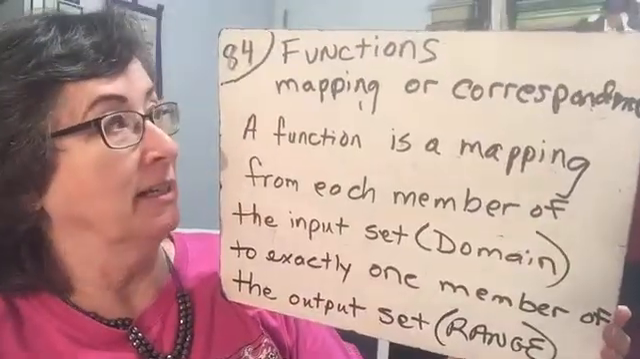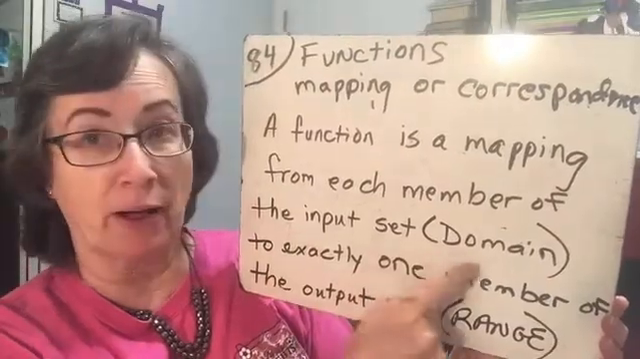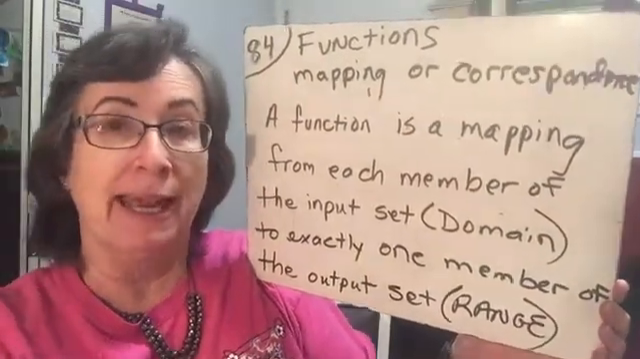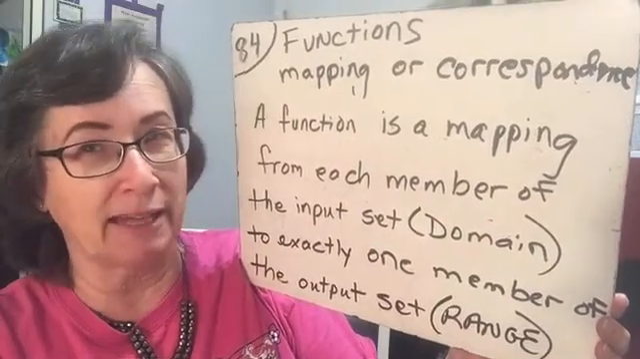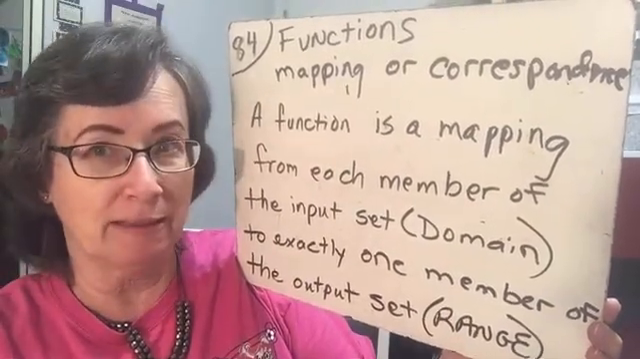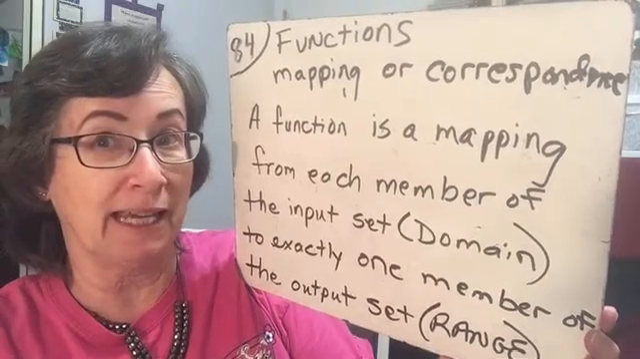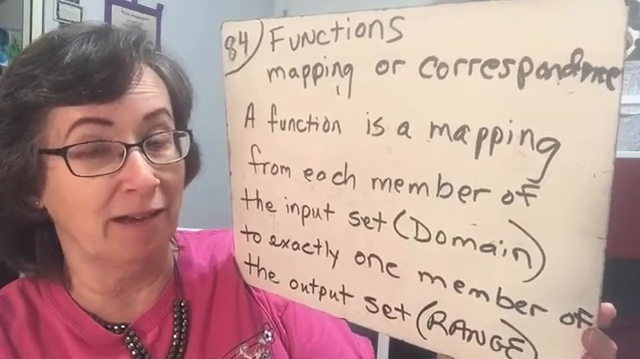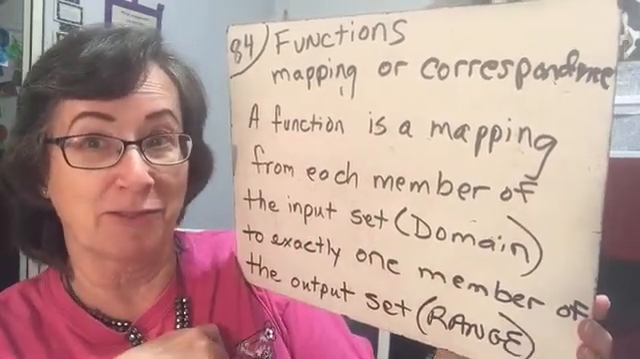So here's the definition. A function is a mapping from each member of the input set, which we call the domain, to exactly one member of the output set, which we call the range. And we can always make ordered pairs out of the inputs and the outputs. And if we do make a list of ordered pairs, there will never be an input that has two different outputs. So if I have 4, 3 and 4, 5 as two different points, that is not a function because 4, the input, has 2 outputs. And that breaks the function rule.